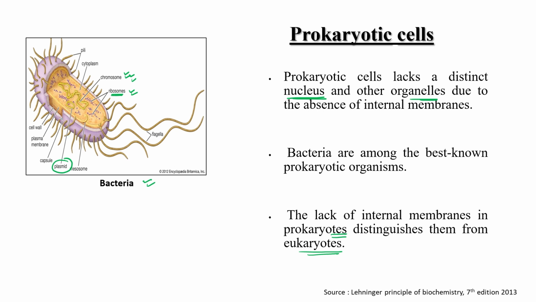where is the plasma membrane? Yes, here it is, the plasma membrane. And just outside the plasma membrane, sometimes a cell wall is there, sometimes it is not, depending upon the type of bacteria, but mostly bacteria have a cell wall also. And outside the cell wall, a capsule is there, which is mucilaginous in nature. Okay, some pili are also there. So this is the general structure of bacteria.